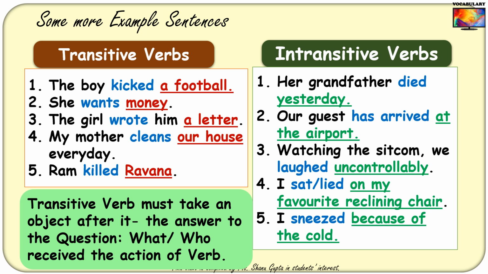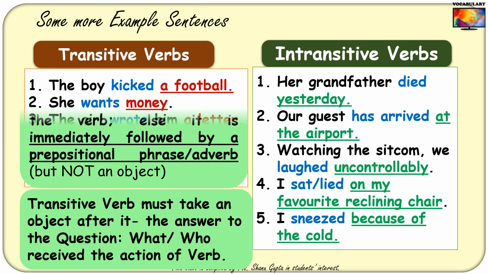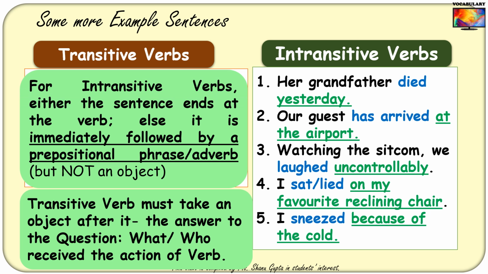In these sentences, the underlined words or phrases in green are not objects because though they follow the verb, they don't answer the question what or whom. These, including prepositional phrases such as at the airport, on my favorite reclining chair, function as adverbs. So just remember, for intransitive verbs, either the sentence ends at the verb, else it is immediately followed by a prepositional phrase or adverb, but never an object.